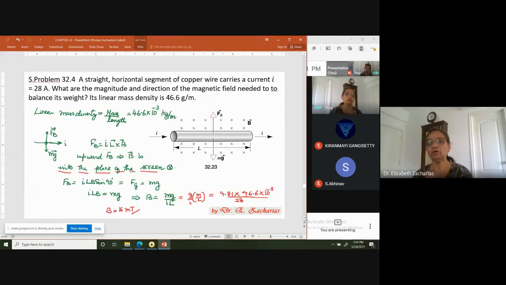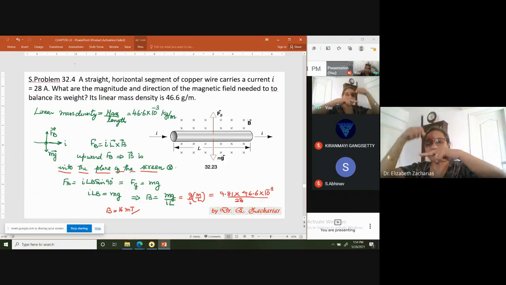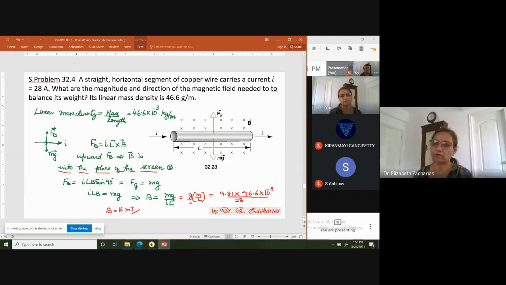Okay, now let's work out a numerical. So this numerical is going to be about suspending a current carrying wire in air, by applying an upward magnetic force such that it will be equal and opposite to mg. Mg is the weight. So if you are able to apply a magnetic force in the upward direction equal to mg, then you can actually suspend this wire in air. So that's the philosophy of the problem.